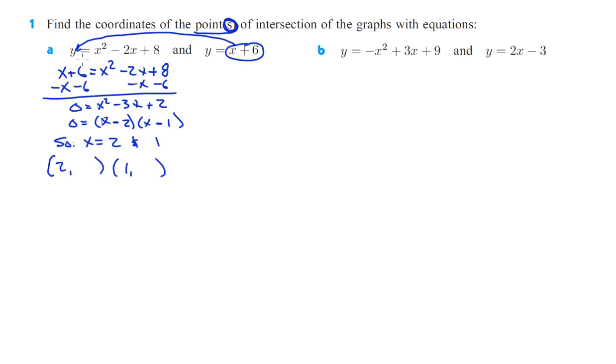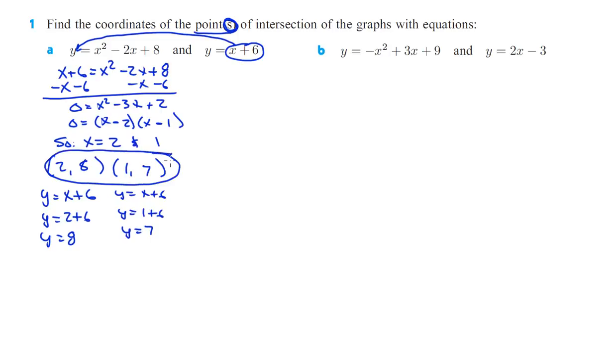So to figure out what the y is, we plug the x into either this equation or that equation here. I'm going to choose this one because that one looks a little nicer. It's just y equals x plus 6. So in this case, we got y equals 2 plus 6, which gives us 8. So one of the intersection points is at 2, 8, and then the other one is going to be at y equals 1 plus 6, so that's going to be at 7. So the 2 points of intersection are going to be at 2, 8 and 1, 7.